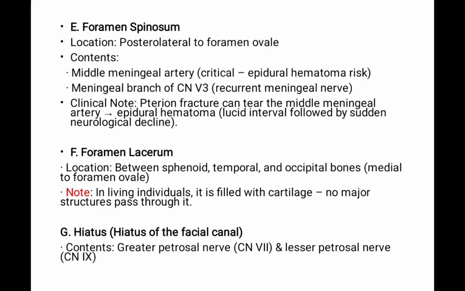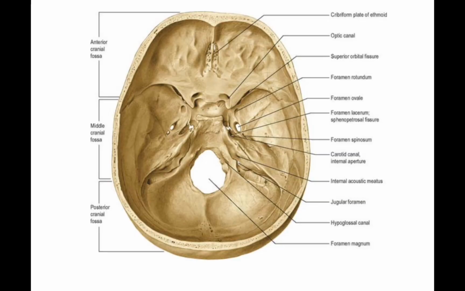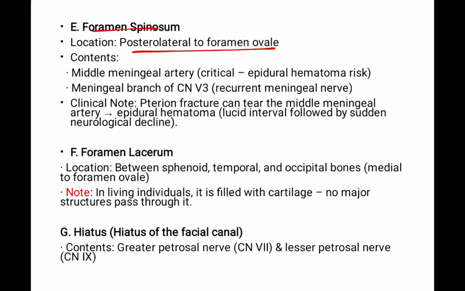Now let's go to the foramen spinosum. Foramen spinosum is located posterolateral to foramen ovale. This is our foramen ovale. This is our foramen spinosum. So you see that it is located posterior and lateral to foramen ovale.